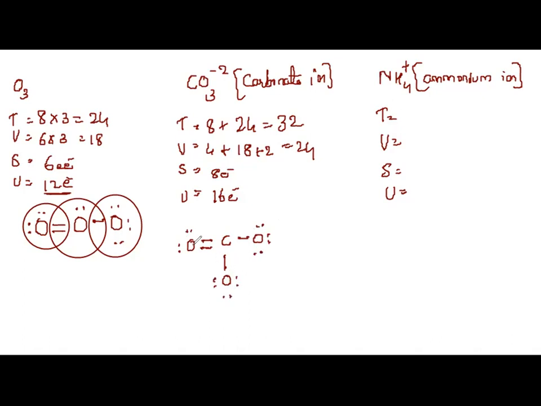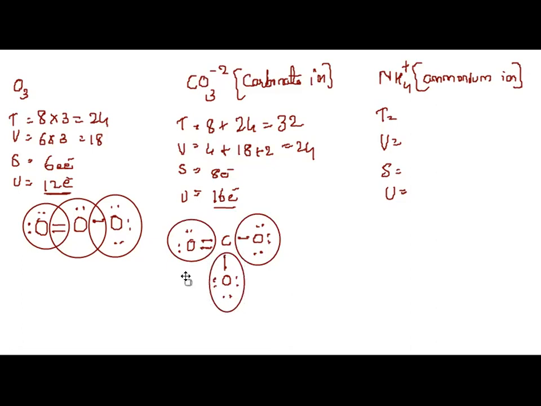After writing, we have to verify. 2, 3, 4, 5, 6, 7, 8, 9, 10, 11, 12, 13, 14, 15, 16. 16 electrons are there. Yes. Now you verify the octet for oxygen. Has it completed the octet? Yes. Octet for this oxygen. Has it completed the octet? Yes. 2 and these 6, 8. Octet for this oxygen. Has it completed the octet?